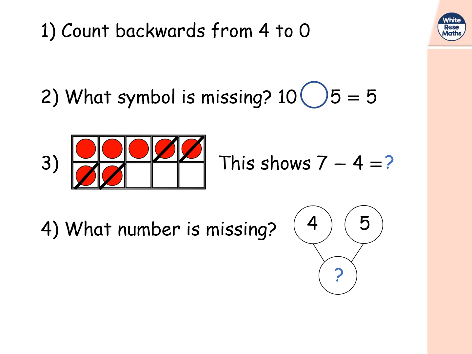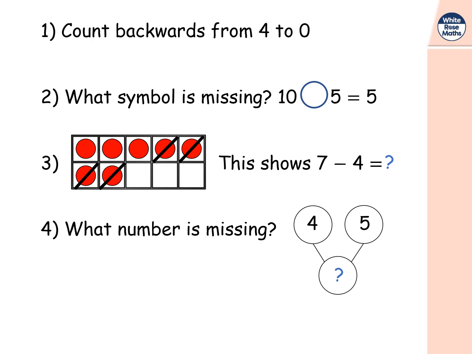Let's think about these 4 questions first. I'll read them out to you. Question 1. Count backwards from 4 to 0. Question 2. What symbol is missing? Question 3. Take a look at this 10 frame.